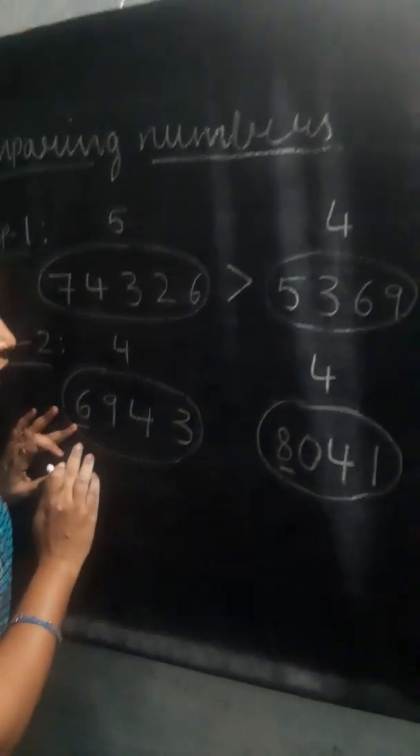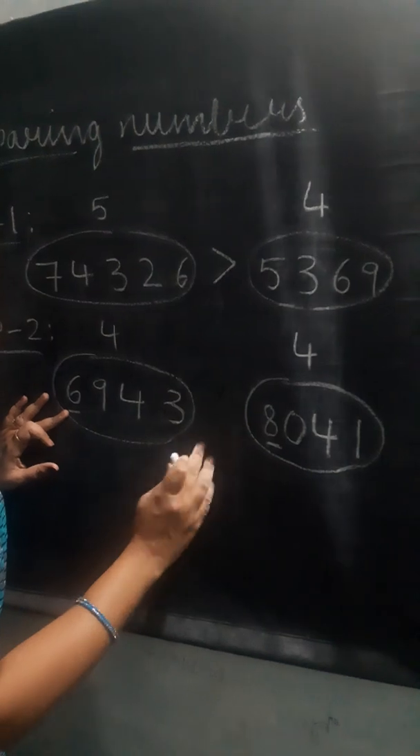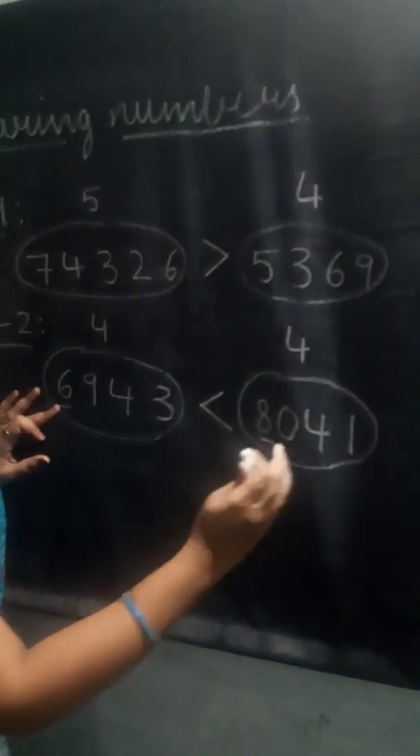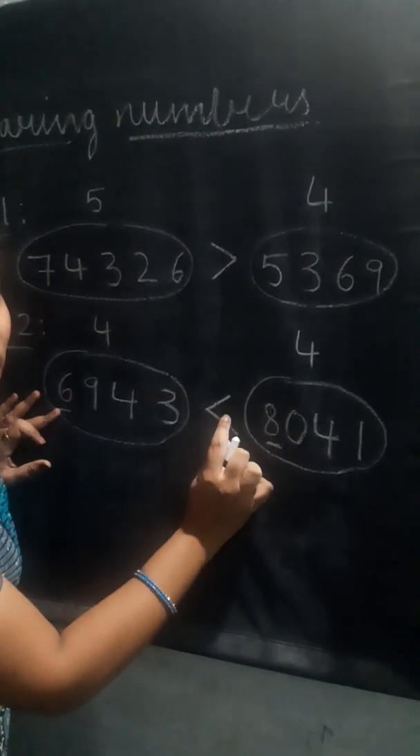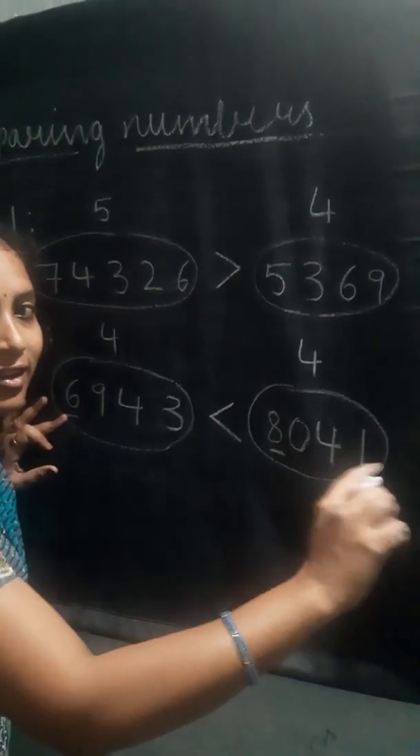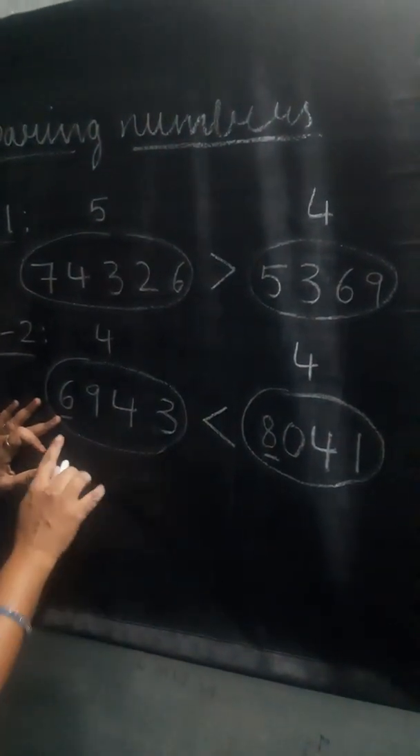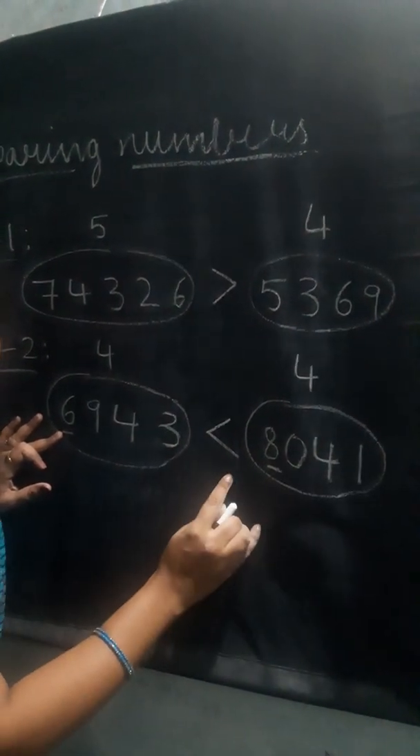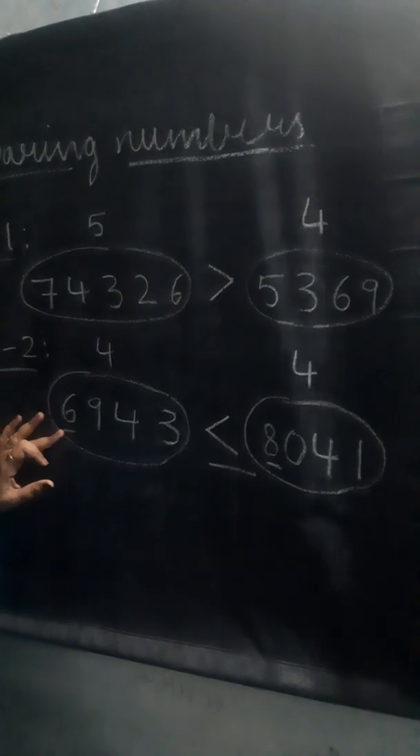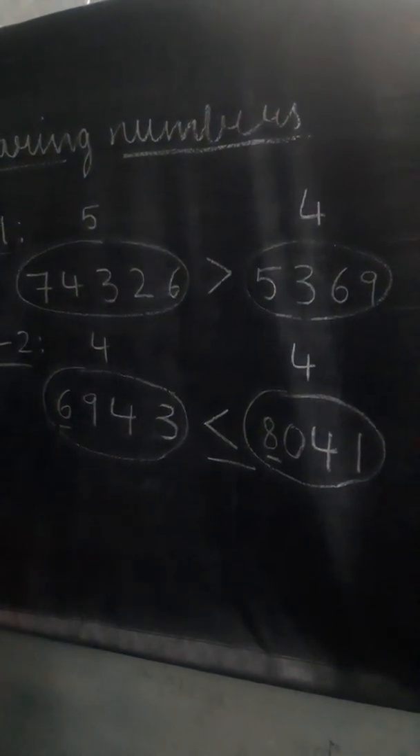Now 6,943 is less than 8,041. Already I told you the open space always faces the greater number. This number is less than this number, right? You have to put the less than symbol here. Second step, I hope you understand children.